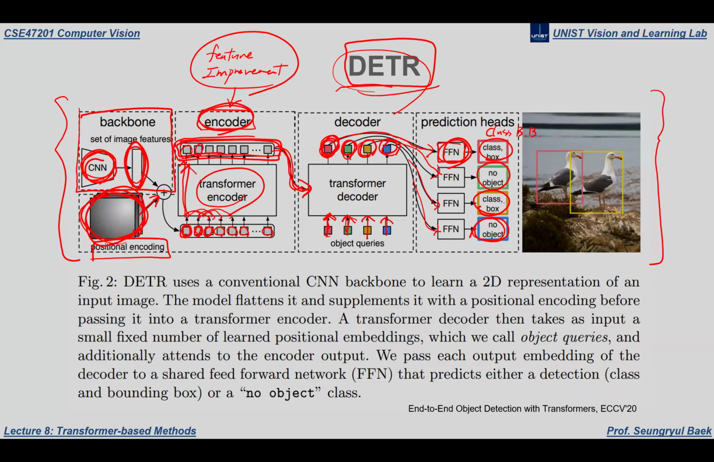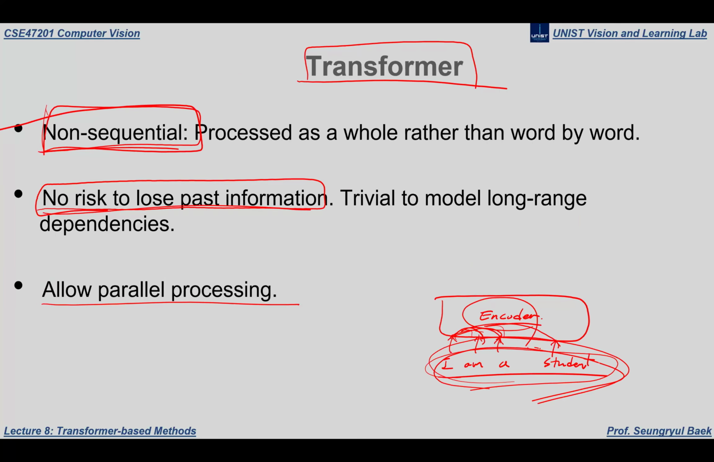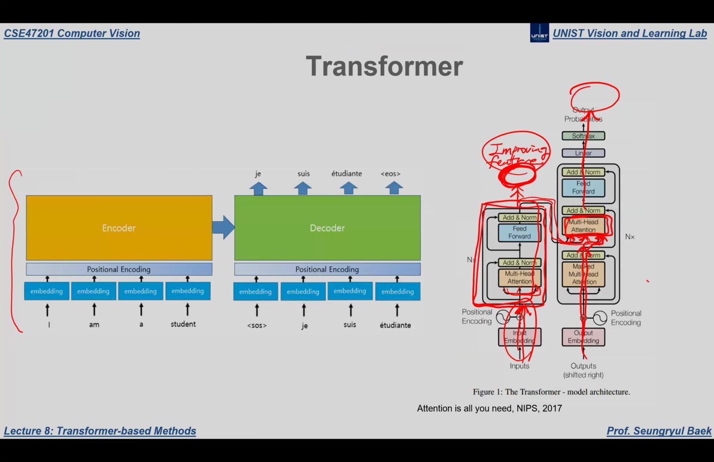So here I didn't explain about these object queries, which are the input to the transformer decoder. I didn't tell you about this yet, but this part is very tricky in the image domain. Previously in the NLP domain, this was some French sentence.